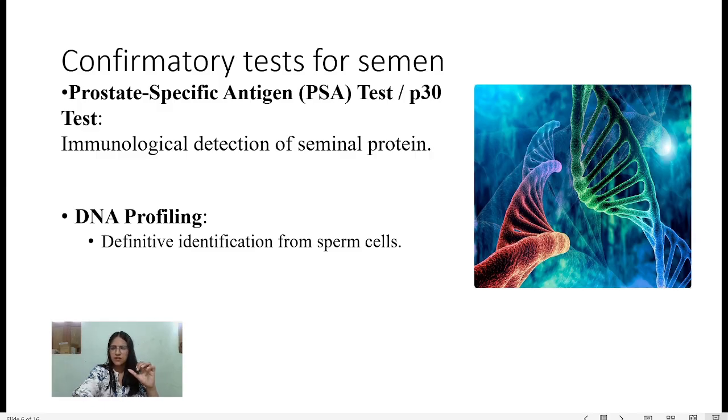Significance of this test is that it actually confirms the identity of semen donor. So this is actually very much critical in sexual abuse cases.